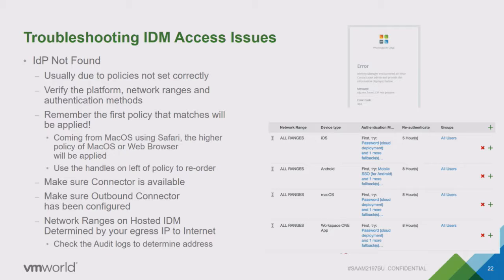It is ultimately determined by your egress IP. So if you've got a bunch of people coming from one outbound address, that's the one that we're going to see as the network range. So make sure that gets covered as part of your network ranges. Otherwise, if you don't meet the network range criteria at all, you're going to get an IDP not found error all the way through. So let's go through and just show you a policy.